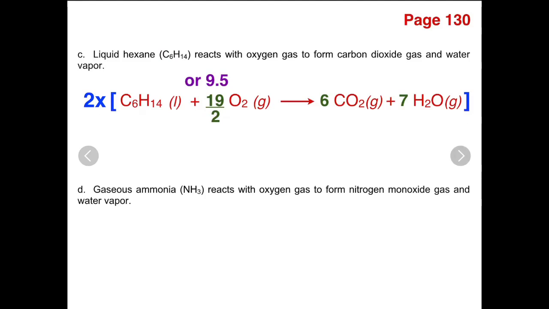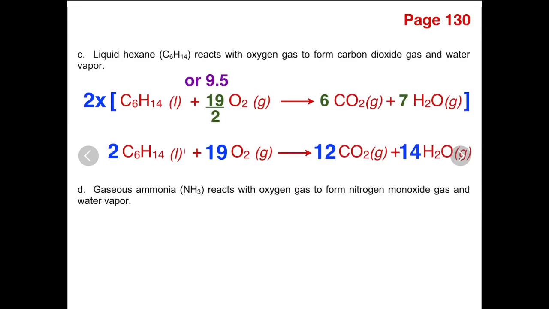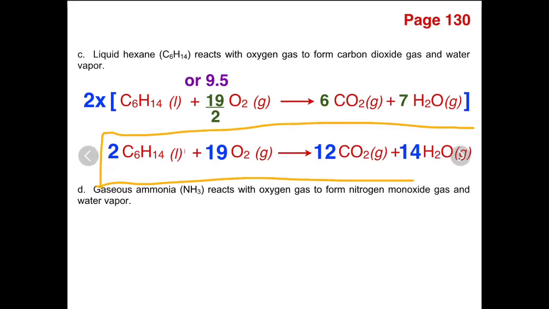If you do that, you are going to end up with 2 hexane plus 19 oxygen, because 2 times 9.5, or 2 times 19 over 2, is equal to 19. And you are going to get 2 times 6, which is 12, and 2 times 7, which is 14 water. So this would be the balanced chemical equation for this reaction. Again, it has to be in the smallest ratio as well. So this is in the smallest ratio. You cannot get any lower than this.